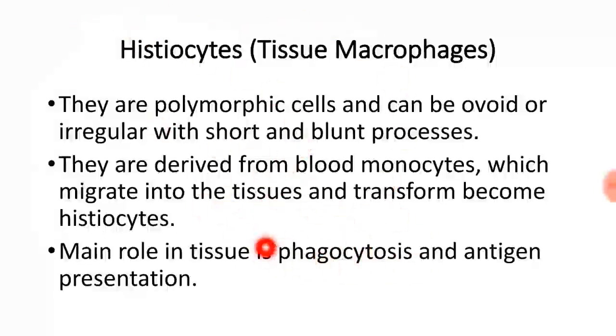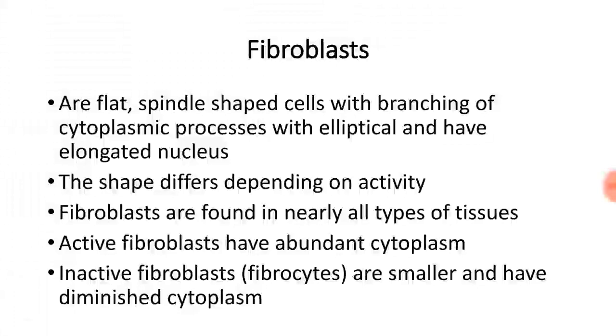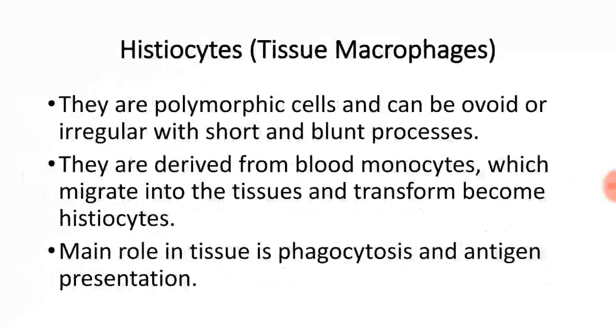to phagocytize zile microorganism au zile products of microorganism au any other unwanted biological invasion into the tissue, and also they may act as antigen presentation. So histocytes ni muhimu kwa ajili ya phagocytosis na pia in the antigen presentation. During normal process of maturation, monocytes change and become histocytes. They are ovoid and irregular with short and blunt processes. So these are one of the cells ambazo zinakuwa found kwenye connective tissues.